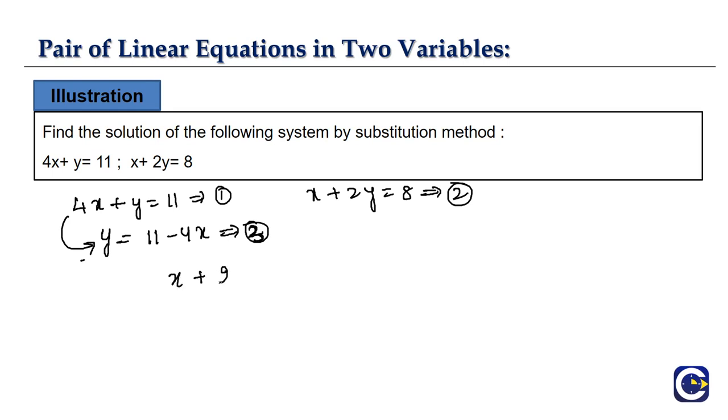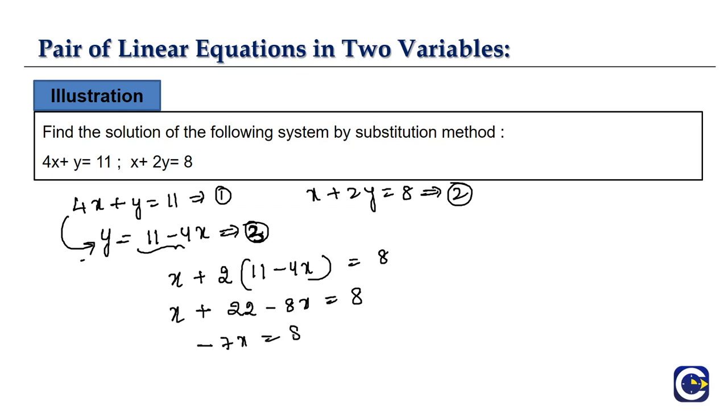So x + 2 in place of y, I'll be substituting this part: x + 2(11 - 4x) = 8. Now let's solve it. x + 22 - 8x = 8. So -7x = 8 - 22. 8 minus 22 is equal to -14, so -7x = -14, or else x = -14 / -7, which is equal to 2. So the value of x by solving here is equal to 2.